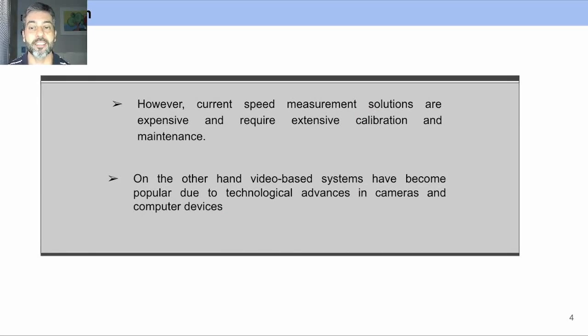On the other hand, video-based systems have become popular due to the technological advances in cameras and computer devices. Additionally, the cost-effectiveness of these systems brings advantage over traditional ones. This way, it's possible to make speed measurement simpler and cheaper by using information extracted from video frames.